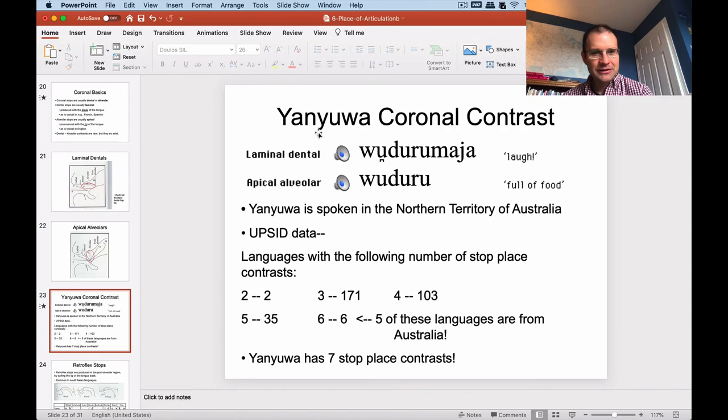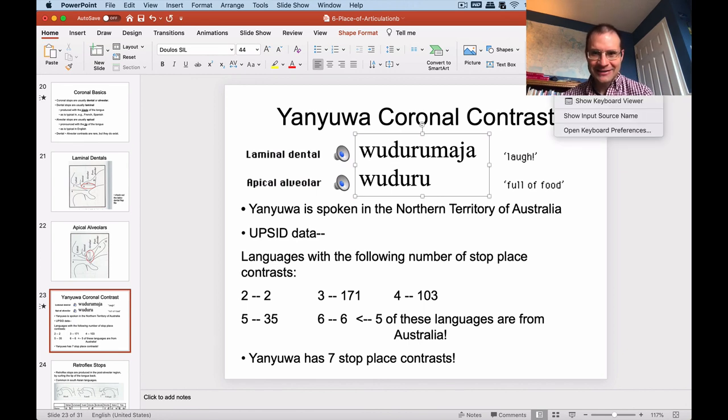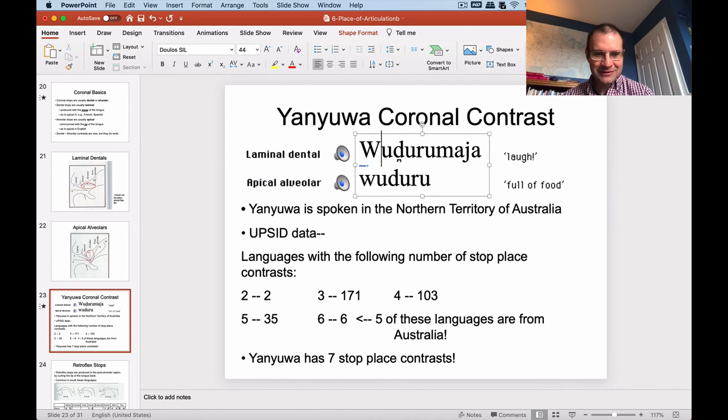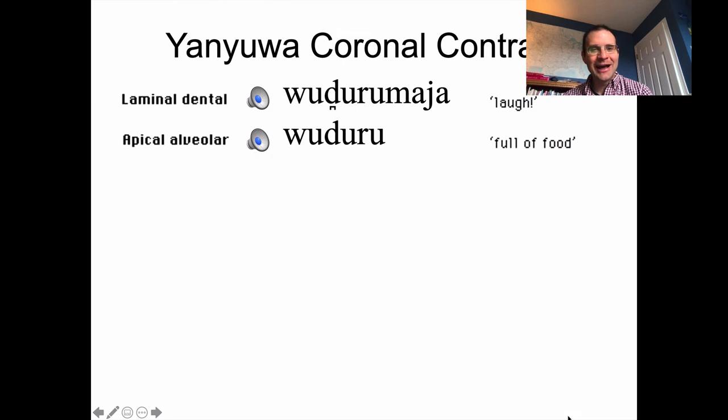And I thought I fixed this, but I didn't, apparently. So I'm going to fix this again before I get to the punchline of this slide, which unfortunately I've already revealed. Maybe I'll edit that out, but here is the laminal dental option. And here's the apical alveolar.